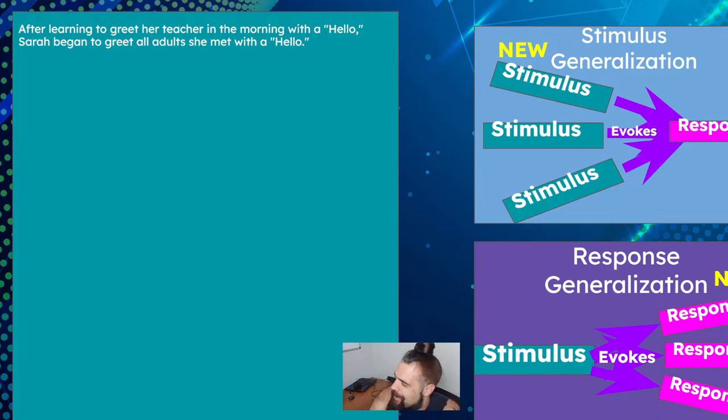All right, let's see some of these answers. Robin says stimulus generalization because she's saying hello to all people. Okay, I like that. It seems like stimulus generalization is the popular option. Natalia says new stimulus, different people, response is the same. Good. Yeah, stimulus generalization. Love that. Wow, some great rationales. I don't know if I'm going to be able to keep up with all of these.